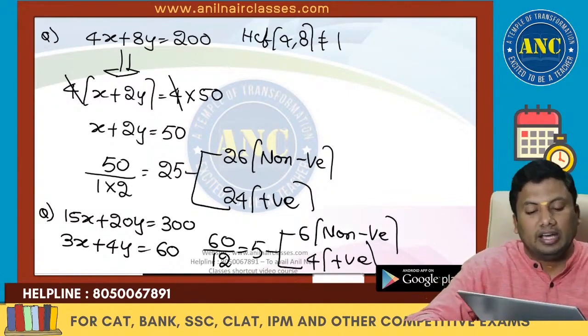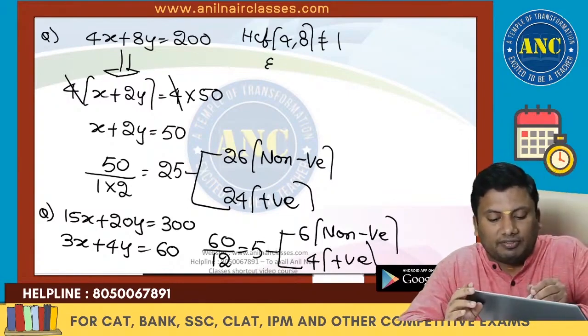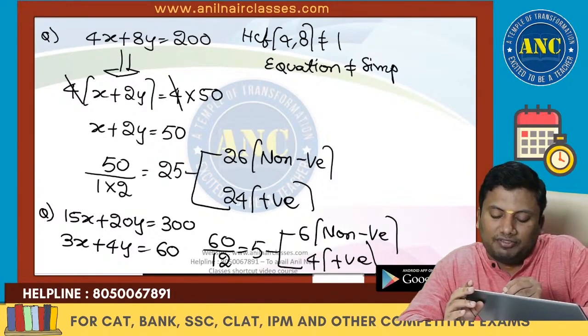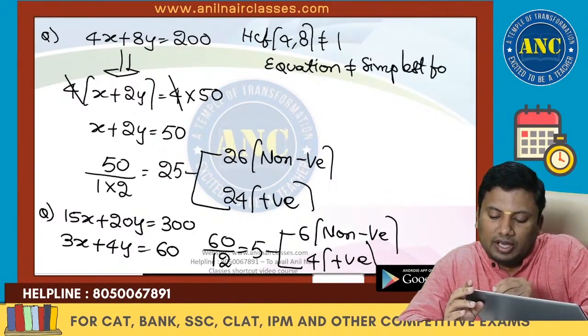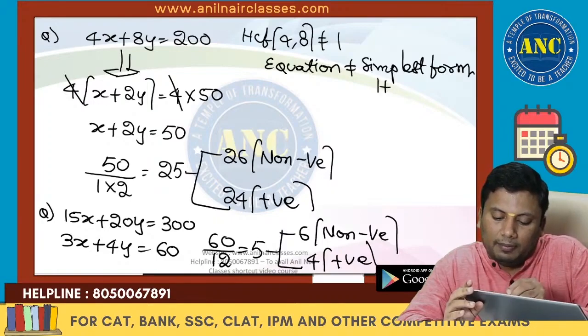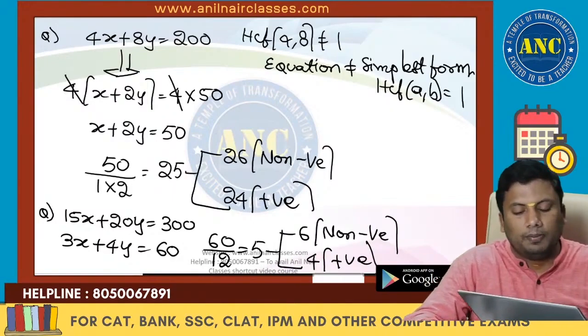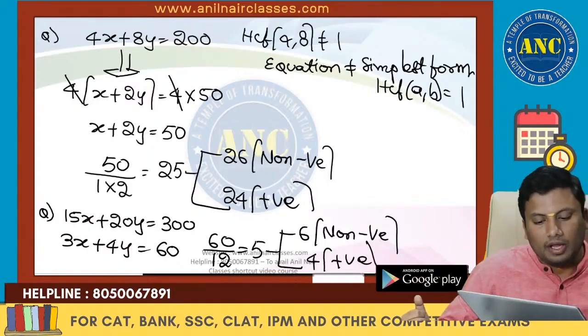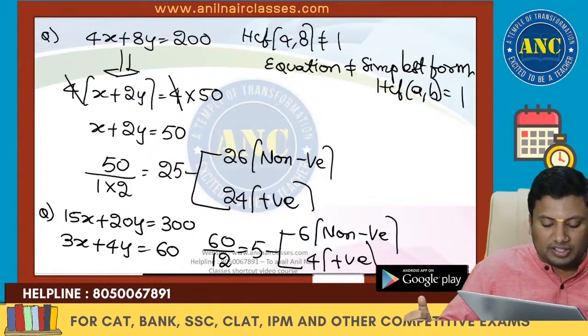If the equation is not in simplest form, what do you mean by simplest form? Simplest form means HCF of a comma b should be 1. If they are not in simplest form, make them into simplest form.